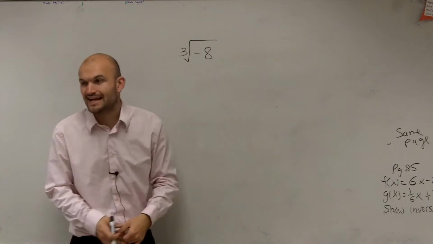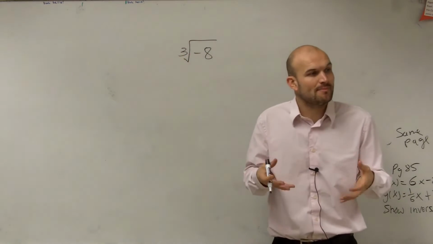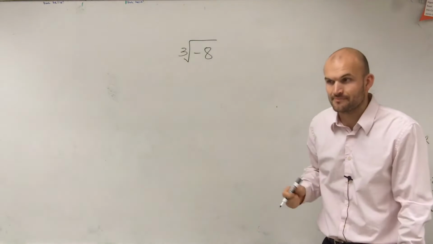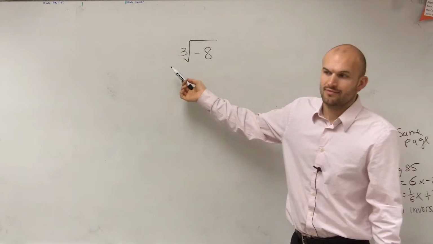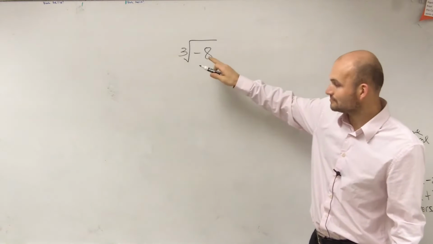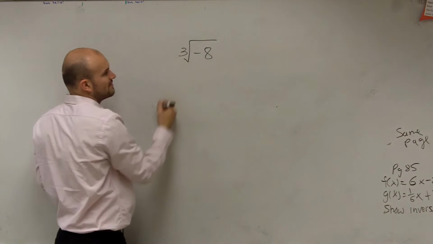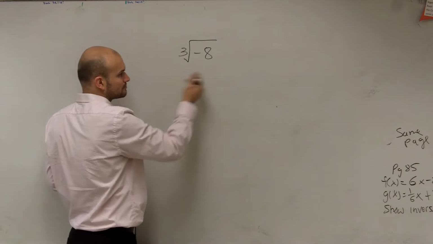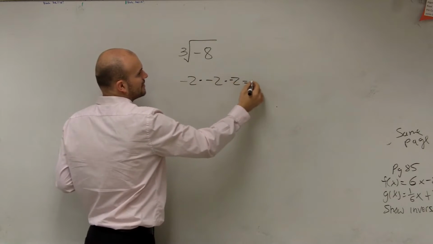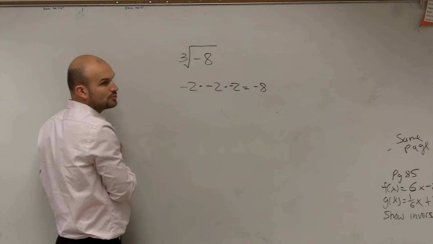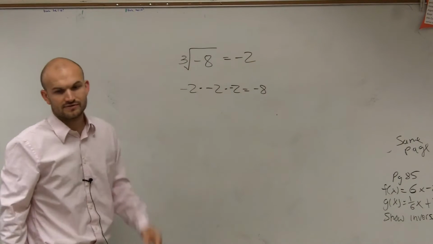So we have the cube root of negative 8. So we need to remember what the cube root stands for. The cube root stands for what number multiplied by itself 3 times is going to give you negative 8. Now it's really important, ladies and gentlemen, when dealing with an odd root, that if your radicand is negative, that means you're going to have a negative number. So the cube root of negative 8 is going to be negative 2 times negative 2 times negative 2 equals negative 8. So therefore, we could say the cube root, what number multiplied by itself 3 times gives you negative 8, equals negative 2. Okay?